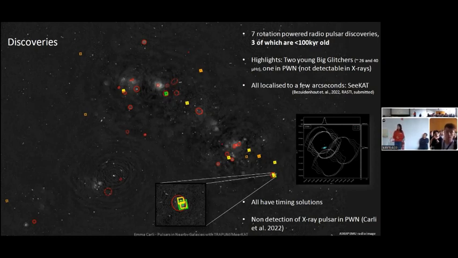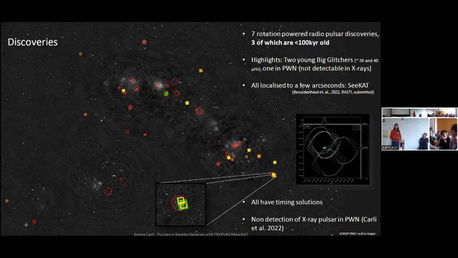Our highlights is that 2 of our young pulsars have glitched, and they've had a large Vela-like glitch, so that's really interesting. One of the pulsars is in a pulsar wind nebula in a supernova remnant, so it's this one here. There's another one that is unassociated much further back, but very close by.